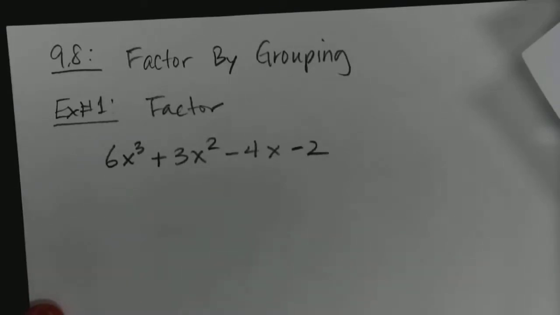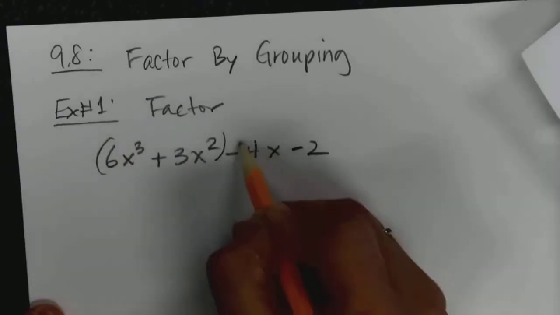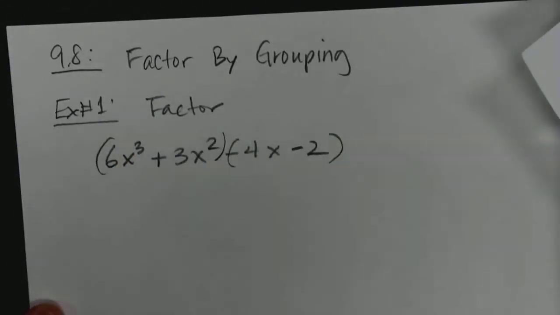You don't have to find the multiples of A times C because this is not a quadratic. You only do that for quadratics. This is a cubic, right? So you group the first two. Let's group the second two. All right, once you group, what do you do next? You find the greatest common factor.